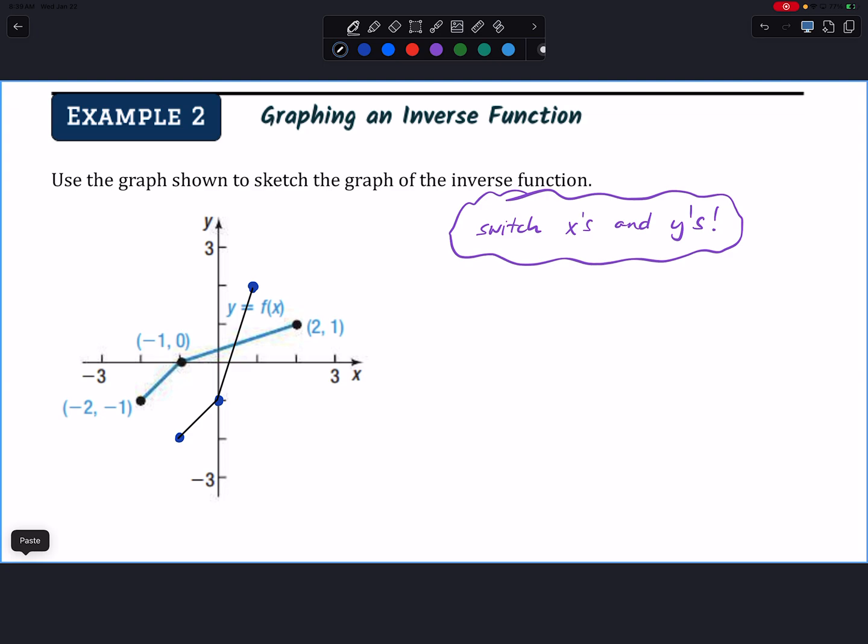Okay, so this was 0, -1. This was -1, -2. And this is the point 1, 2. And then just remember, it's symmetric across the line y equals x. y equals x is a perfectly diagonal line that goes through 0, 0.